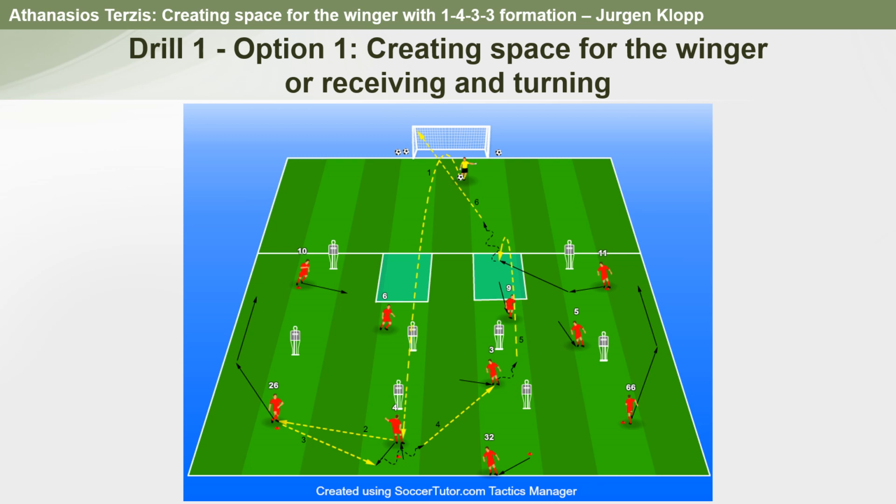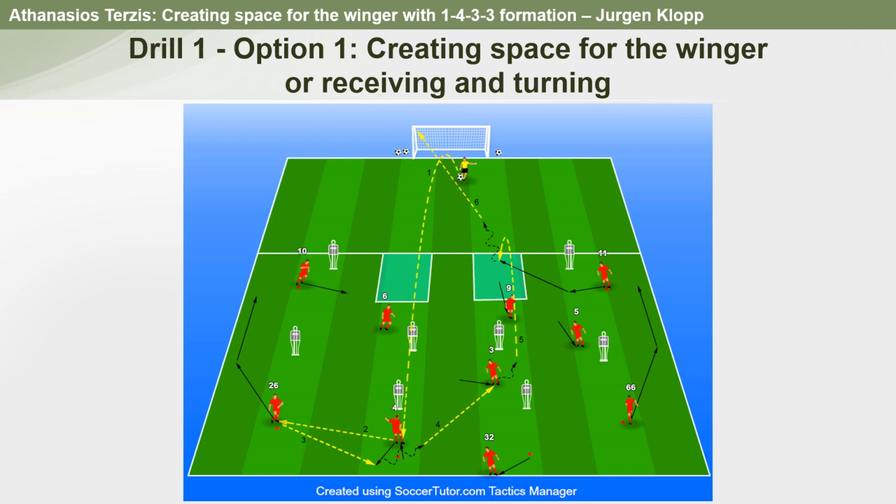This first drill is executed in a limited area in order to have many repetitions. There are 8 mannequins that represent the 4-4-2 formation of the defending team, and the only 2 mannequins that are missing are the ones which represent the 2 central defenders of the defending team. There are also 2 blue marked areas in the central area.